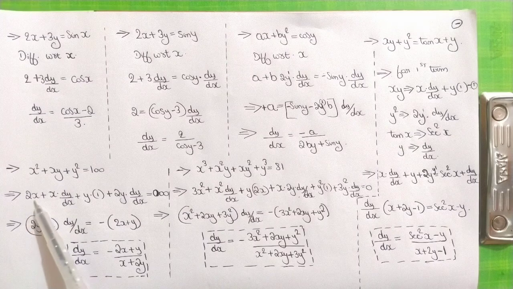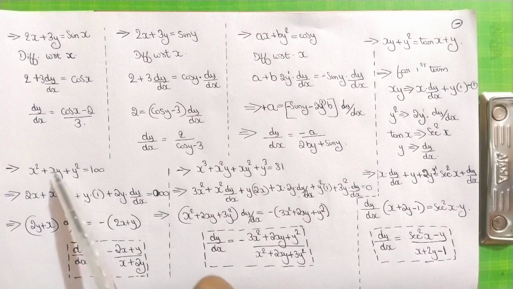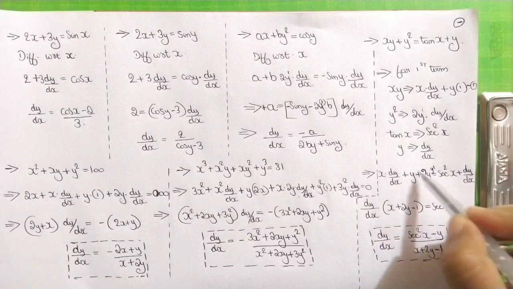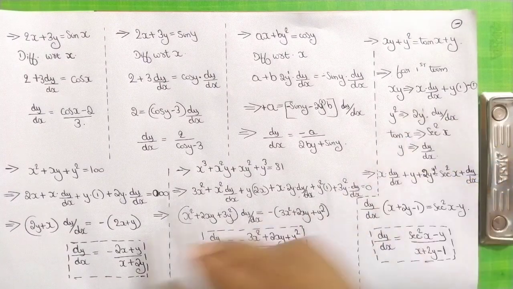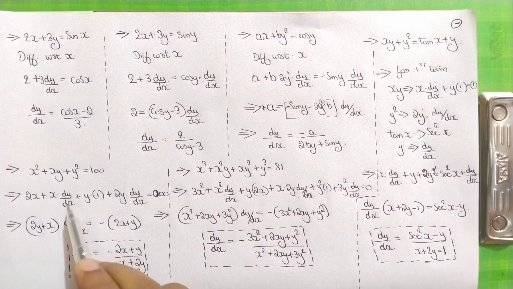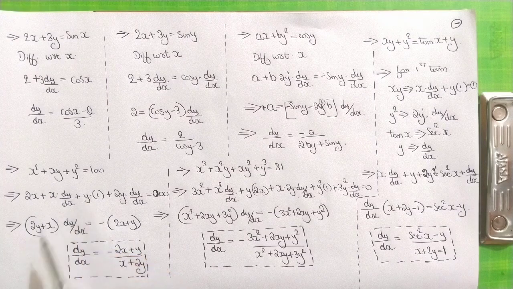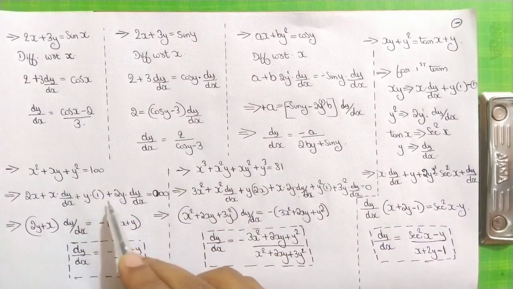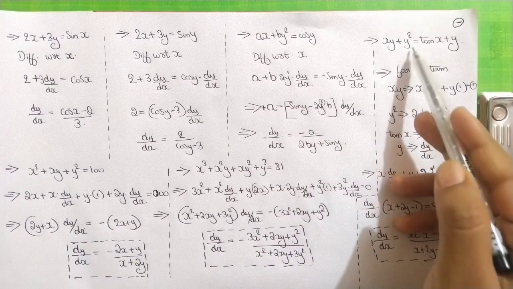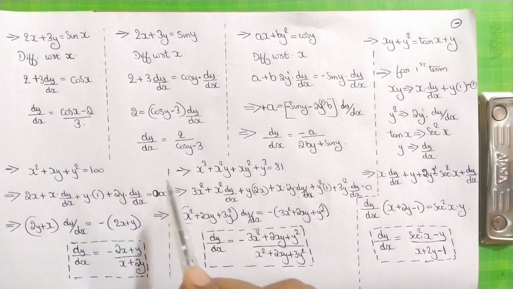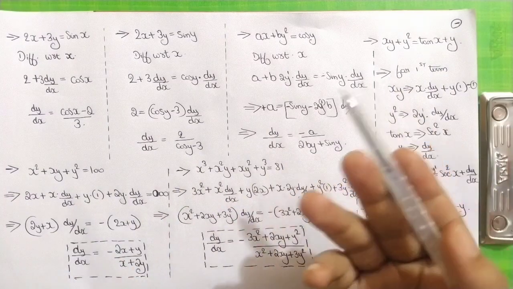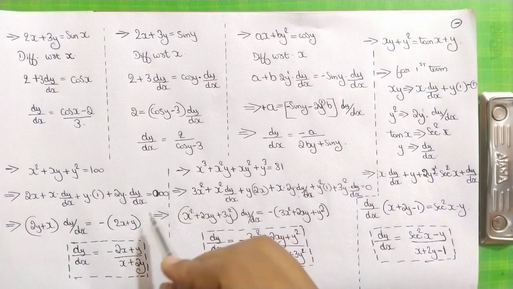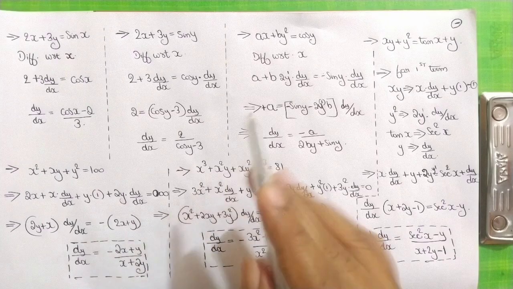x square gives 2x, plus, this is the product rule, same as given here. Here the first term is the same as given here. This is the product rule: first term into differentiation of second term plus second term into differentiation of first term. Plus y square is nothing but 2y into dy by dx. We have the right side equal to 0. I have written that, if you know the concept that a constant on differentiating will give you 0. You should not take this as 100 here also.